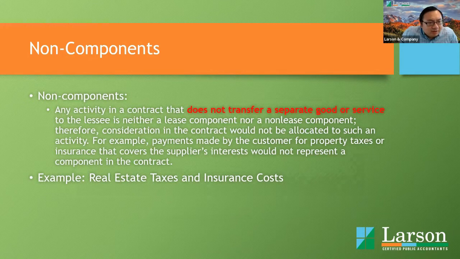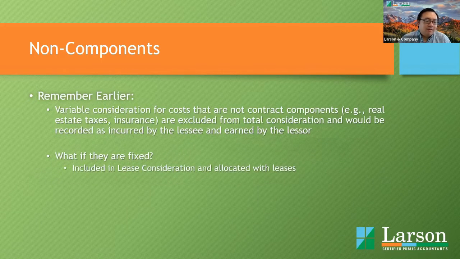So before, we also mentioned a little bit about non-lease components. Remember I mentioned that there's a lease component, there's a non-lease component, and then there's a section that is just non-components. ASC defines non-components as any activity that does not transfer a separate good or service. So an example of that will be real estate taxes or insurance costs, right? Insuring the property itself. Sometimes lessors will still pass those on to the lessee. And so these will be non-components. So we'll kind of understand how these will be accounted for.